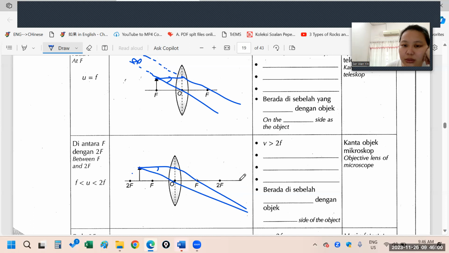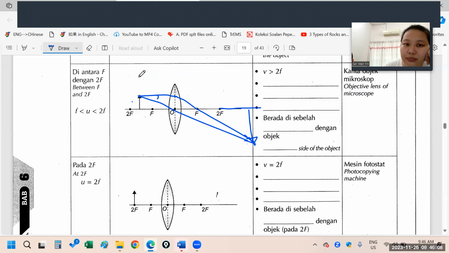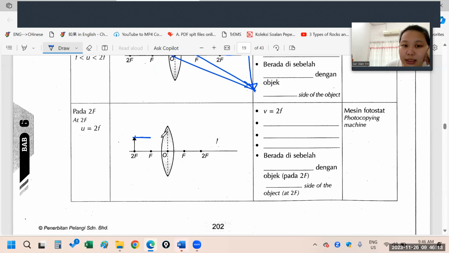So image form here. Same thing. Remember, draw arrow. Same thing, K, F, F. K, F, C. And you will find out the image form under 2F, exactly the same size. When it is 2F, always same size.